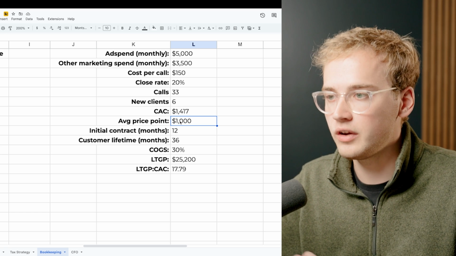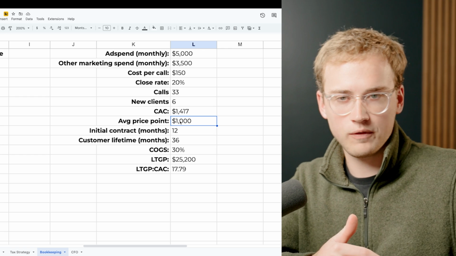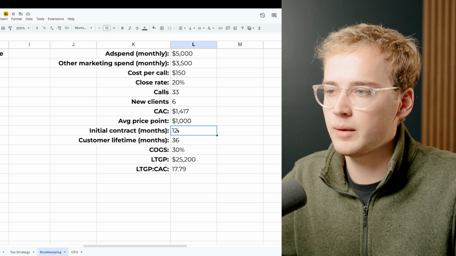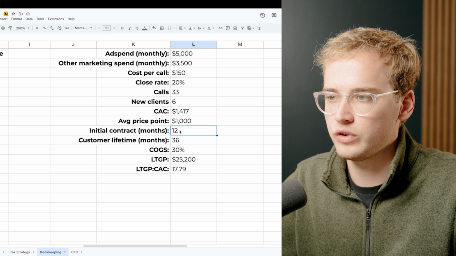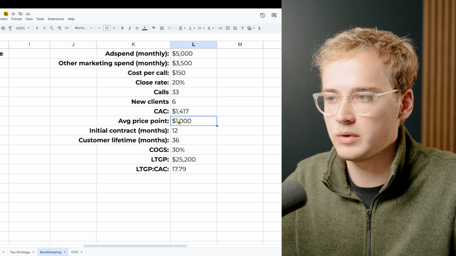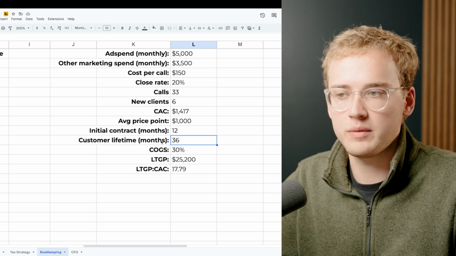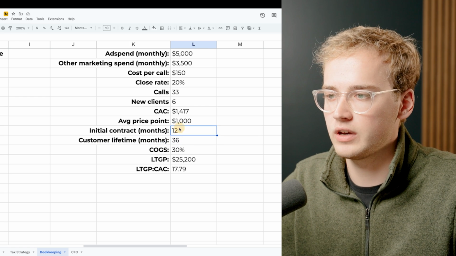So technically we're losing a little bit of money the first month, and then we'll be profitable on it the second month, right? Now the initial contract, so how much they're signing up for up front, is 12 months, which means that they're going to pay us $1,000 a month for 12 months. The customer lifetime is 36 months. So basically people renew for another 2 years after the initial contract is up.